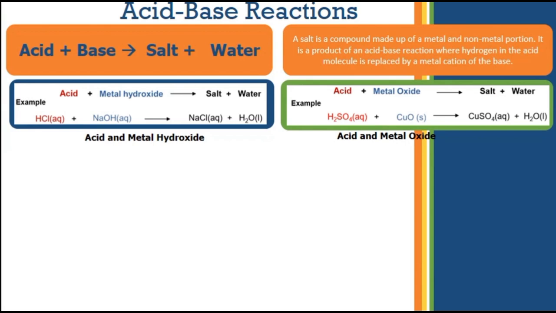Notice this reaction where we have sulfuric acid plus copper oxide. What is the result? Well, we're going to get copper sulfate as well as water. There we have it. So do you notice the copper from the copper oxide will react with the sulfate ion and form the CuSO4, and then the H2 plus the oxygen will form the water. So the acid reacting with the base will result in a salt and water.